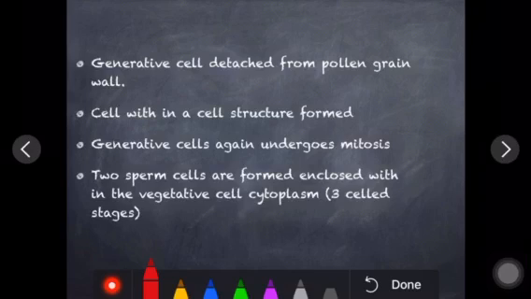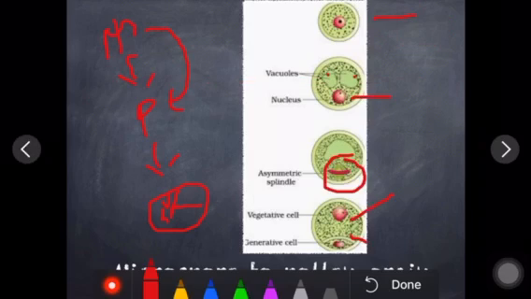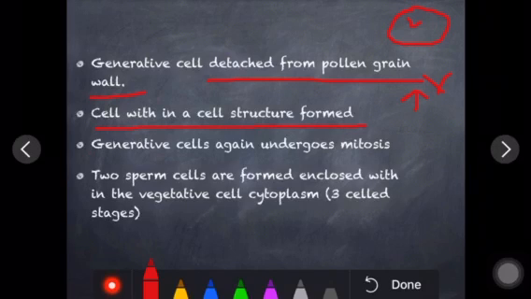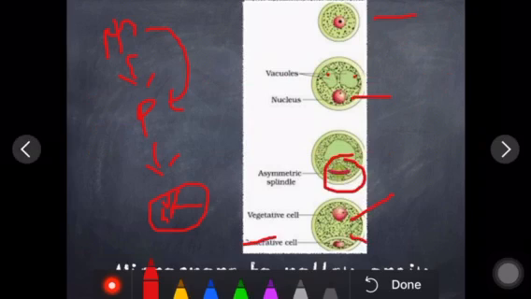So the generative cell detaches from the pollen grain. I'm talking about this pollen grain where the vegetative cell and generative cell are there. The generative cell detaches from the pollen grain wall because it is lying near the wall. As you can see, the generative cell is nearby the wall, so it is detached from the inner wall. A cell with inner cell structure is formed. Then what will happen? This generative cell moves towards the vegetative cell. Okay, the generative cell again undergoes mitosis.